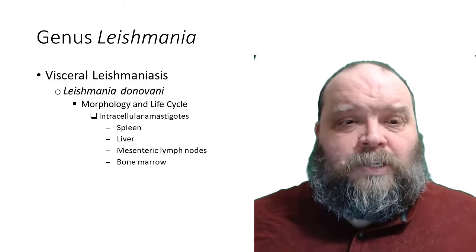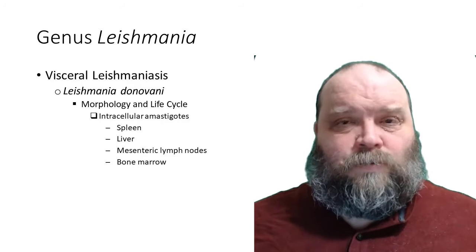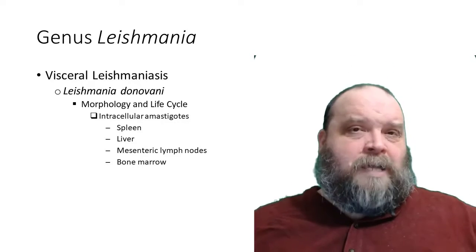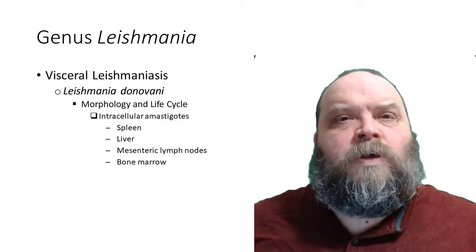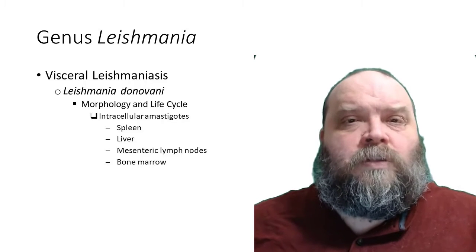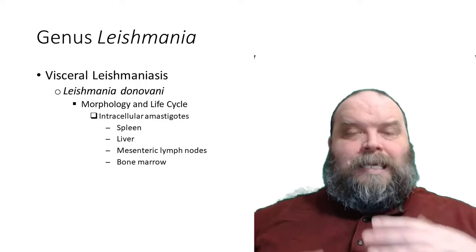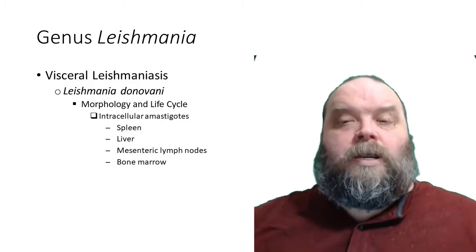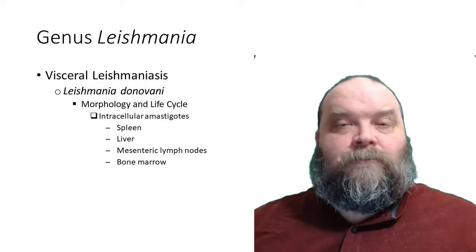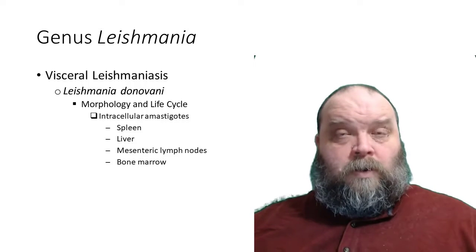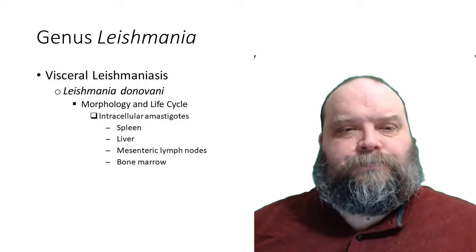When it comes to the morphology and the life cycle, what we're going to see is intracellular amastigotes. Intracellular amastigotes means we're no longer cutaneous. We've now moved on to what is known as visceral leishmaniasis. Visceral, meaning viscera, meaning internal organs, are now going to be infected: spleen, liver, mesenteric lymph nodes, bone marrow. What do all these have in common? They're highly vascularized.